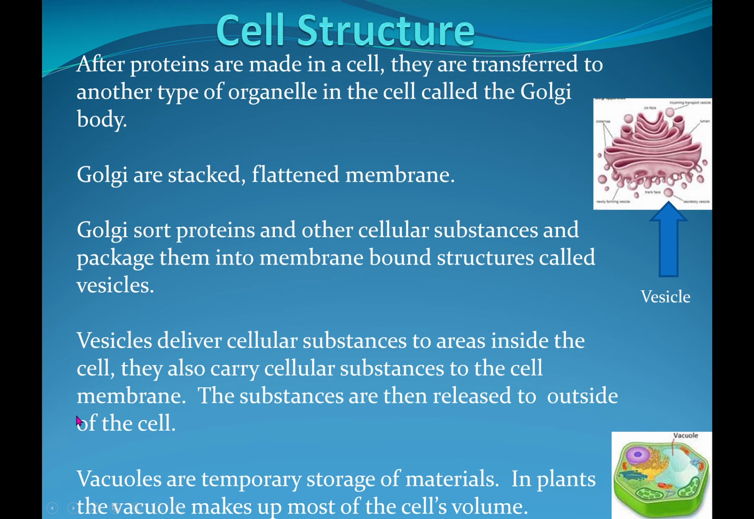They carry the cellular substances to the membrane. The substance is then released outside the cell. This membrane is the cell membrane on the outside, right? So here's our plant cell. You're going to see that they're transported out here around the membrane. And then remember the plant has that cell wall. Vacuoles are temporary storage places.